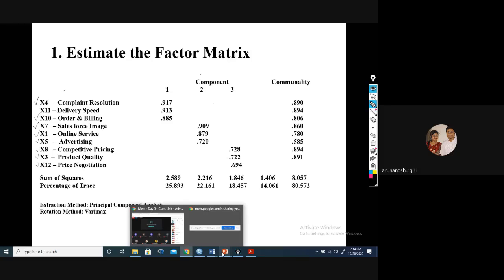Another thing, sir, I just want to ask: exploratory factor analysis, will we do it in the case of a pilot study, when we haven't prepared our survey instrument, or after the final questionnaire will we do this exploratory factor analysis?